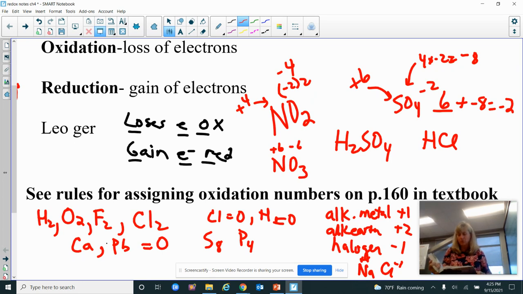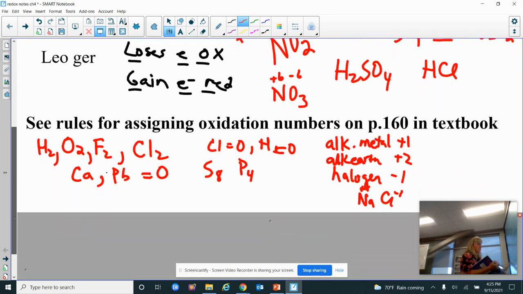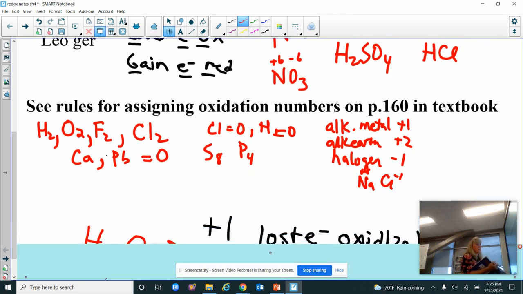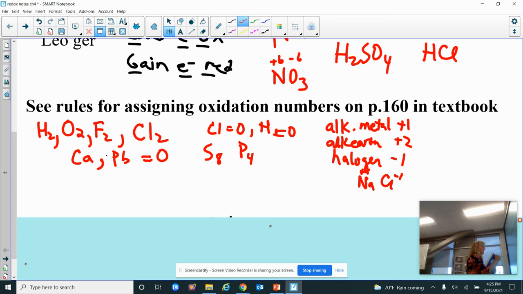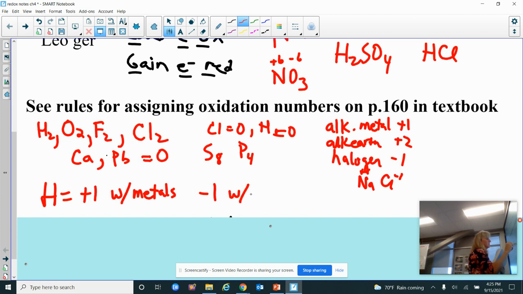So a few more rules on page 160. We've kind of already said, group 1 is always +1, no exceptions. Group 2 metals, the alkaline earth metals, always +2, no exceptions. Hydrogen is +1 when it's with a nonmetal and -1 when it's with a metal. Okay, so hydrogen is +1 with metals. I might have just said that backwards, but it's +1 with nonmetals and -1 when it's with metals.